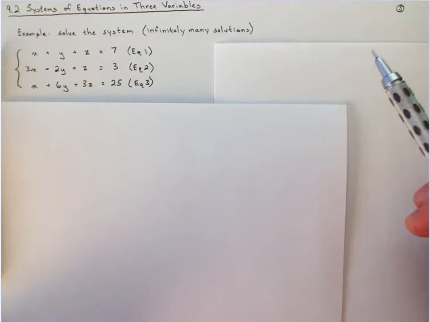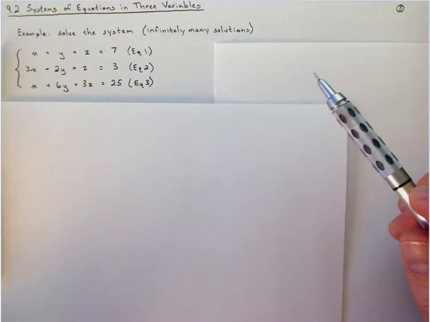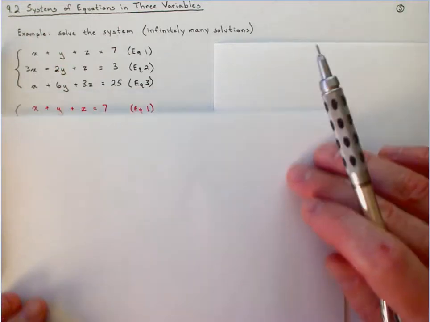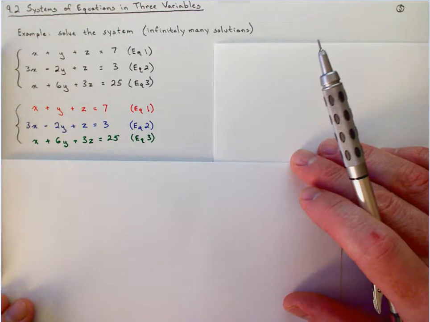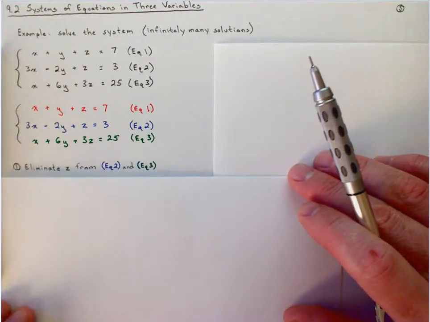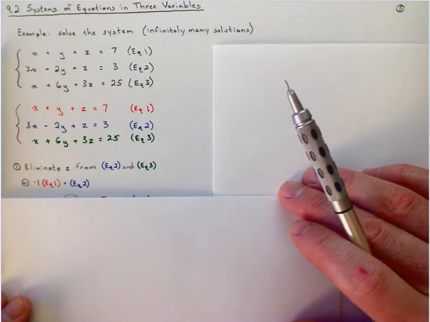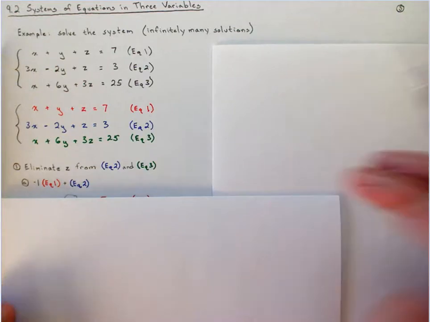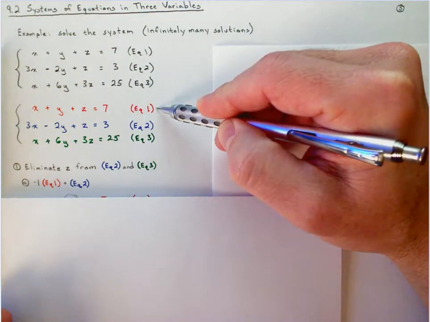I'm going to pick two of these equations to eliminate a variable from using the remaining equation. And what I've done is I've gone through and I've color coded them. So equation 1 is in red, equation 2 is in blue, and equation 3 is in green. And what I've chosen to do is eliminate z from equations 2 and 3. And I'm going to use equation 1 to do that. This is the remaining equation.